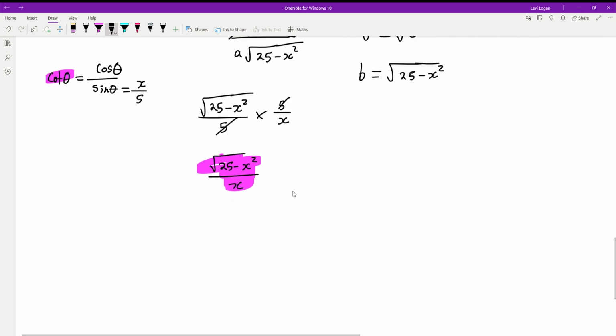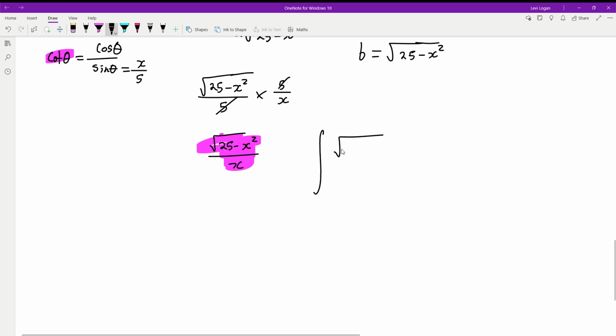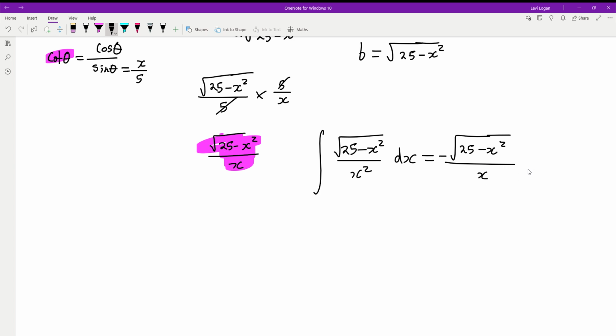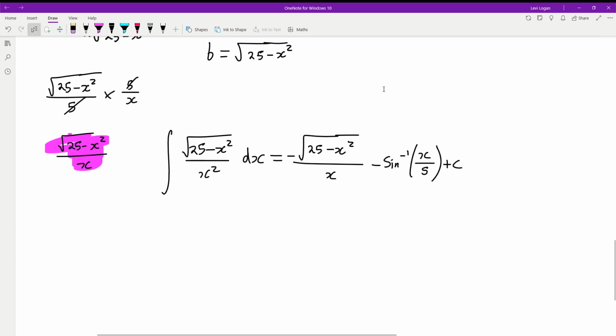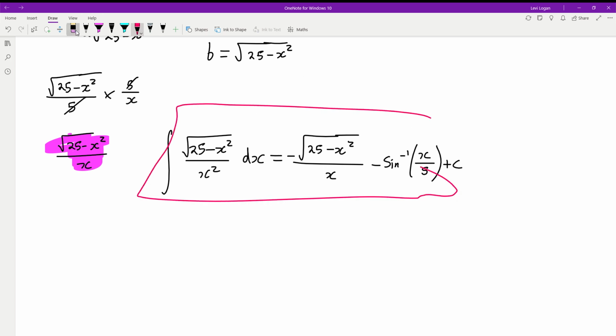So my integral of the square root of 25 minus x squared all on x squared dx is equal to the negative square root, because it was negative cot, of 25 minus x squared on x minus sine inverse of x on 5 plus c. And that is that integral done using a trigonometric substitution. That was a terrible box.